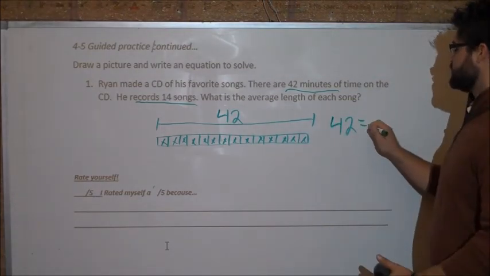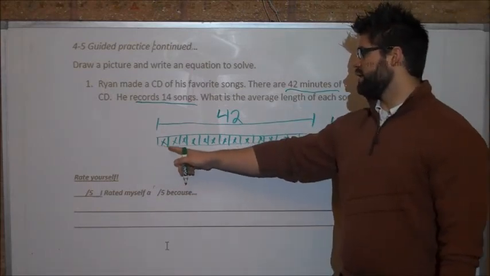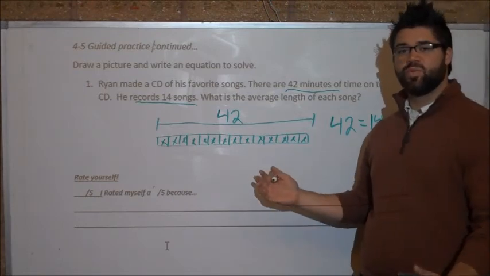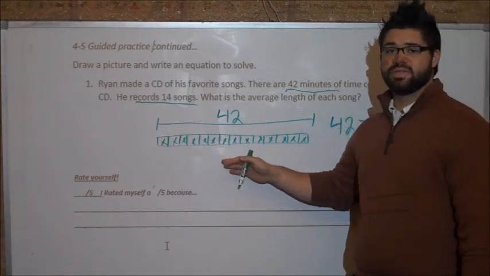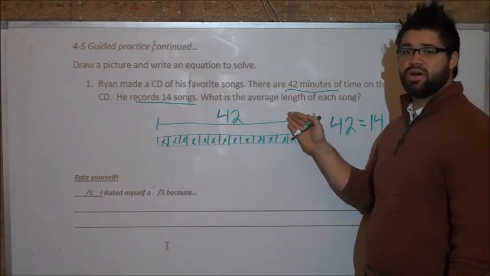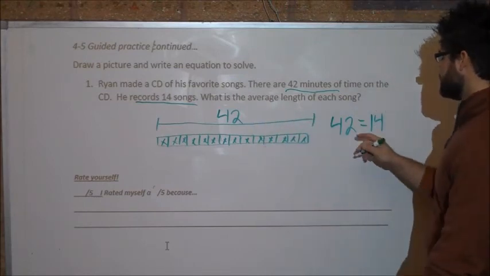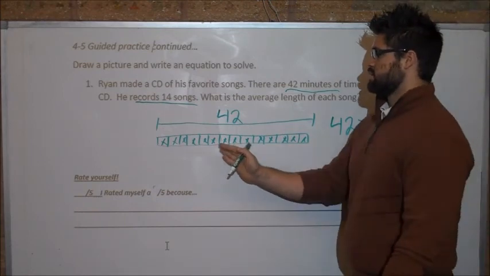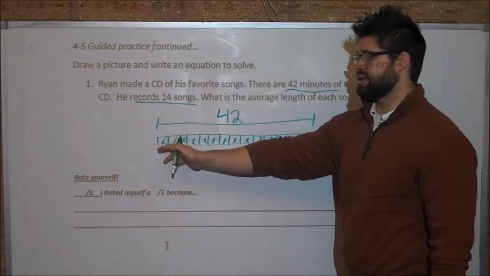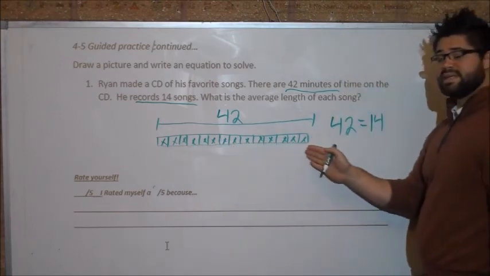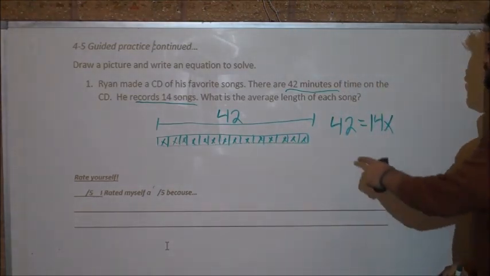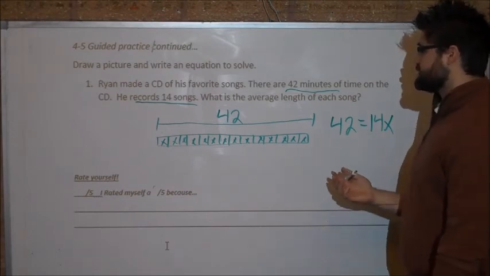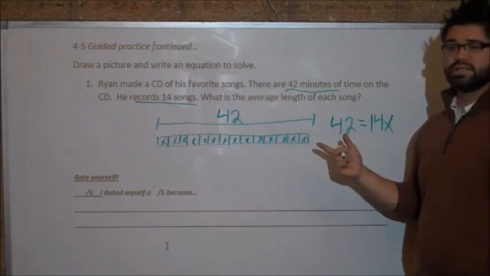So 42 equals something. Well, we have 14 sections, so it's 14 times what? Well, since this is the same value, it's the same x, it's the length of each song, and it's the average length, it's going to be 42 equals 14 times x, because it's x, it's the average length of a song, 14 times. So 42 equals 14x. Now my next step is I'm going to need to solve this. I need to tell them what the average length of each song is.